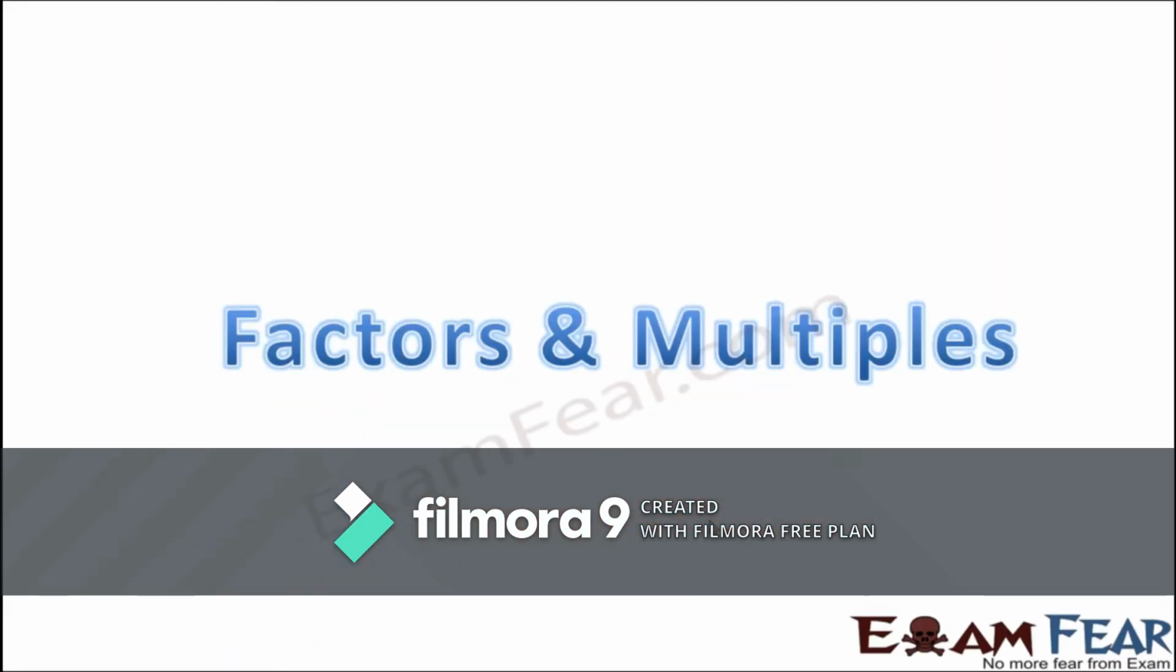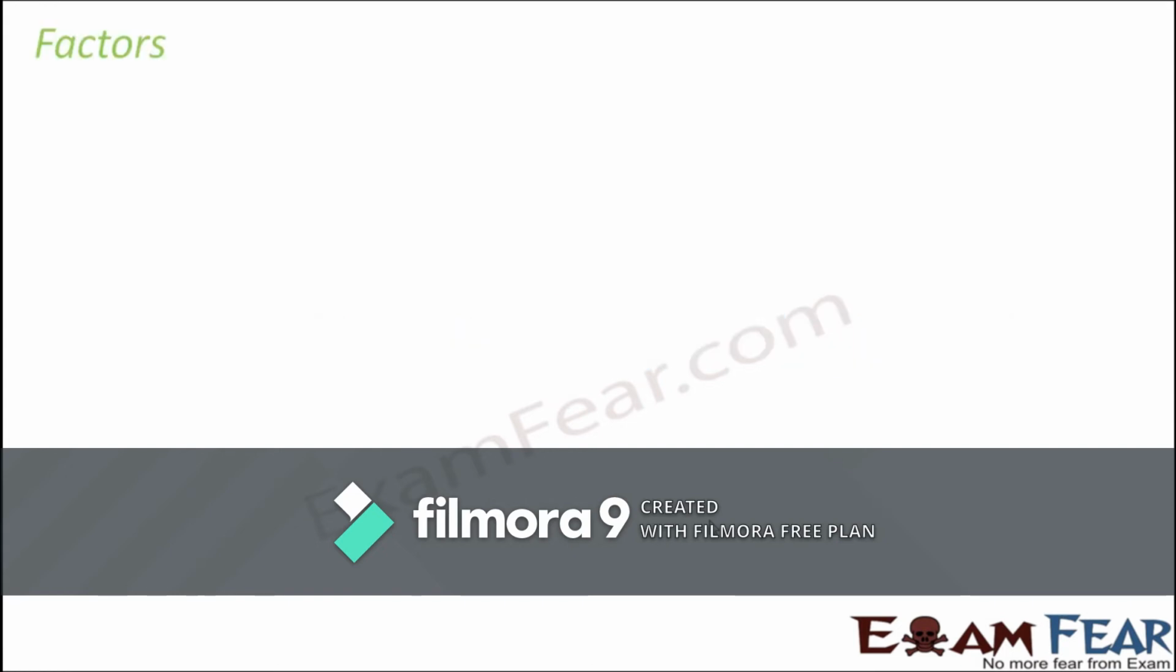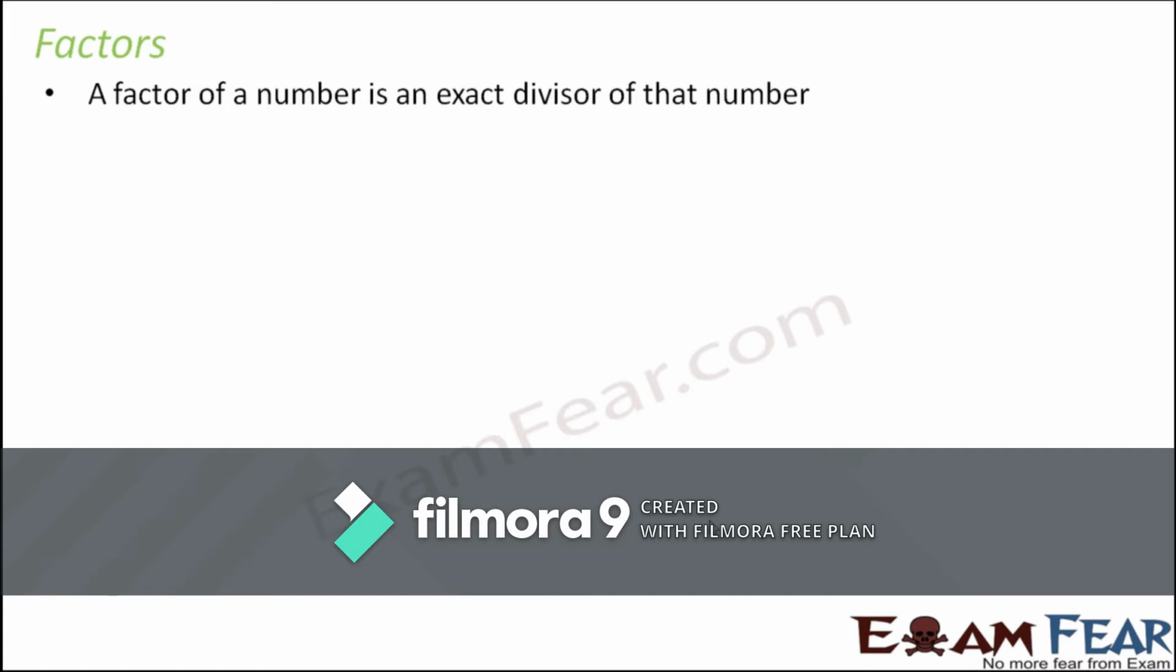That is factors and multiples. So what are factors? A factor of a number is an exact divisor of that number. Now you might ask, what is a divisor? Let us say that we are dividing two numbers. So let us take an example here to understand what is a divisor.